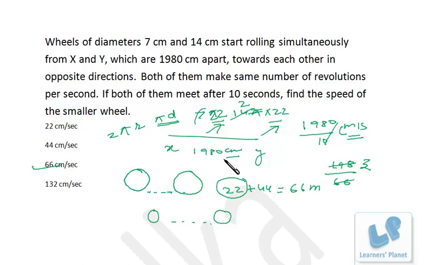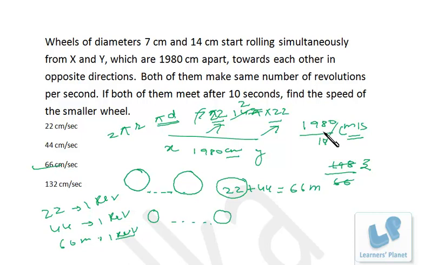After that we find out the length to be covered in one revolution, that is 2 pi r or pi d. So this smaller wheel is covering 22 centimeter in one revolution, and the bigger one is covering 44 in one revolution. So in one revolution jointly they are covering 66 meter, right? But the relative speed is actually 198 centimeter per second. That means per second they are getting closer by 198 centimeter.